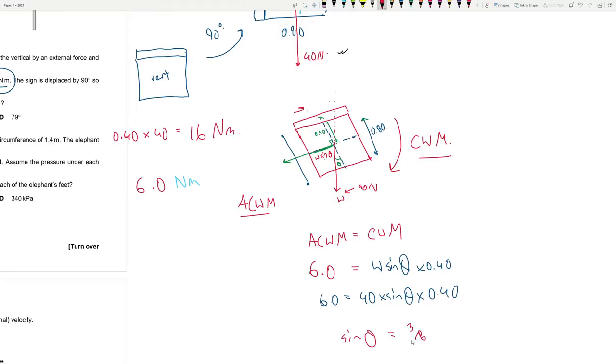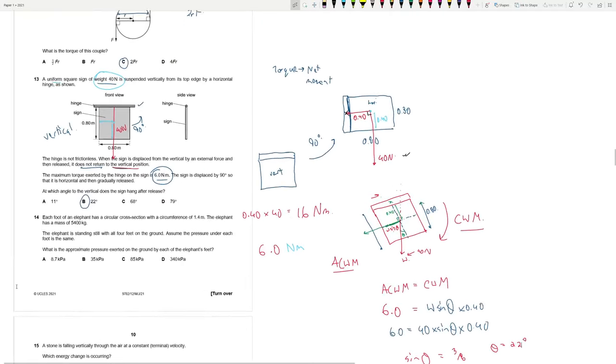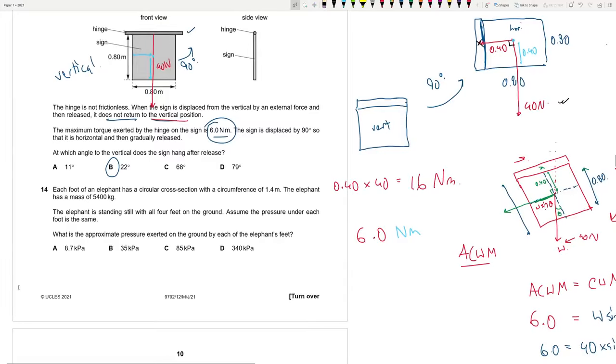Then sine inverse of the answer gives us a value of 22 degrees. Theta is equal to 20 degrees. So that is it. That's why the answer is B. Quite a complicated sum. That's why it took some time to explain it. Be careful about this, okay? 14.